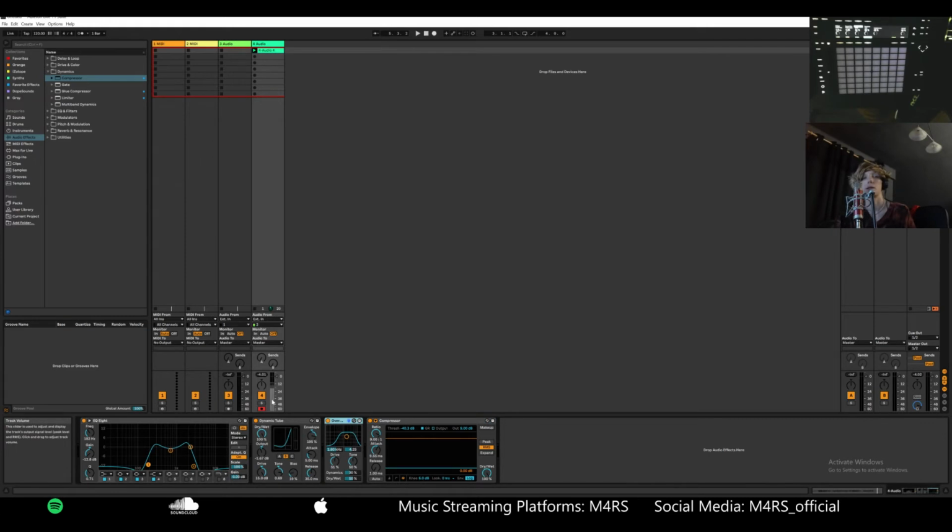All right, next up we've got some sort of overdrive or distortion. That's the fuzziness or crunchiness that you hear on the sound.